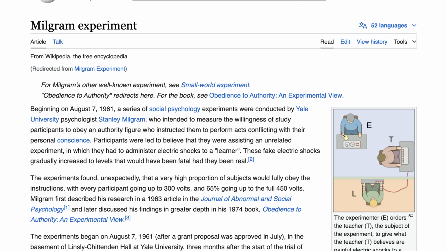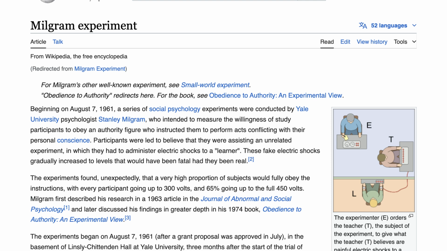Milgram experiment. Beginning on August 7, 1961, a series of social psychology experiments were conducted by Yale University psychologist Stanley Milgram, who intended to measure the willingness of study participants to obey an authority figure who instructed them to perform acts conflicting with their personal conscience.